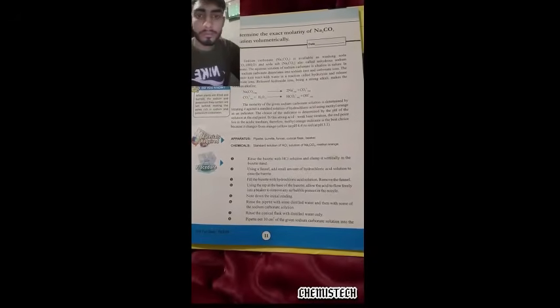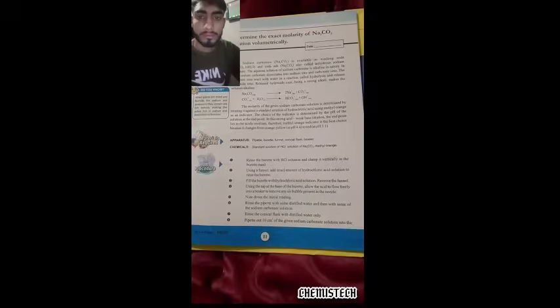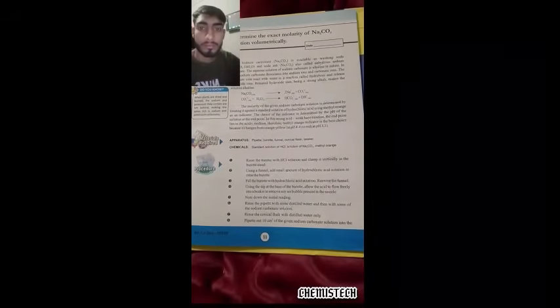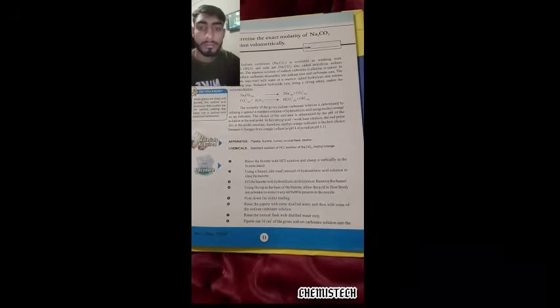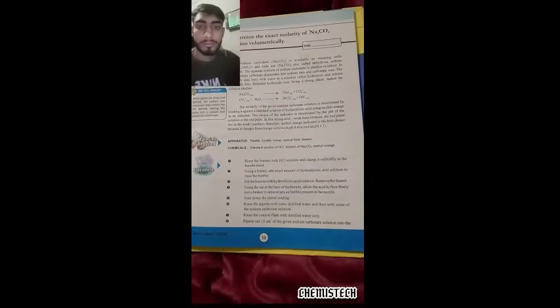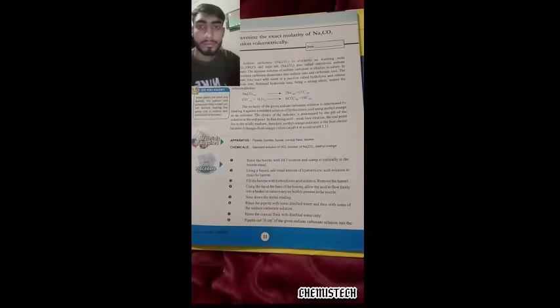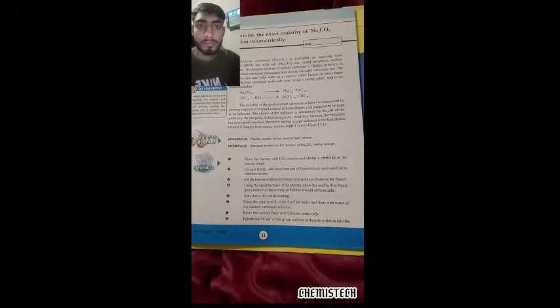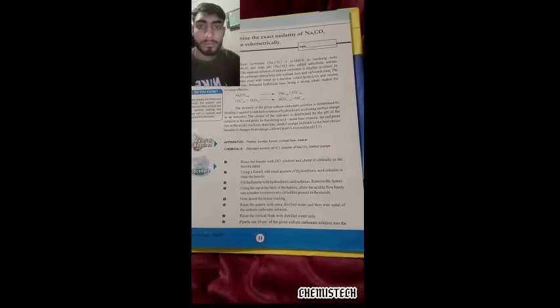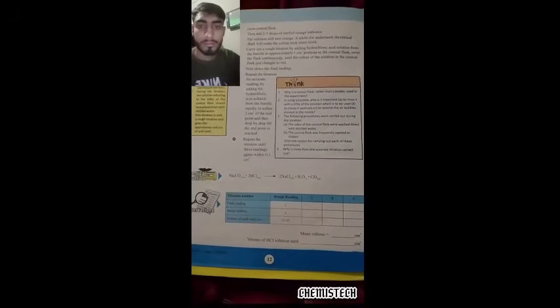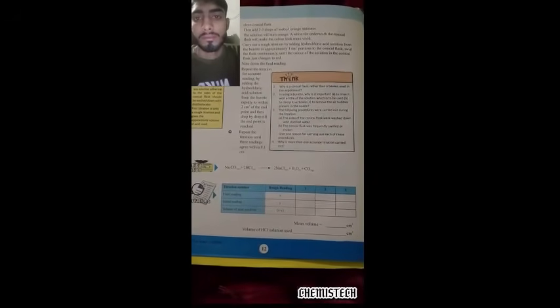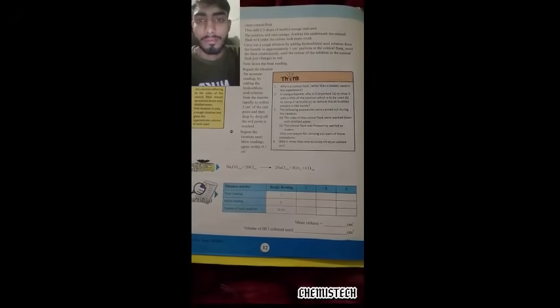Rinse the pipette with some distilled water and then with some of the sodium carbonate solution. Rinse the conical flask with distilled water only. Pipette out 10 cm³ of the given sodium carbonate solution into the clean conical flask. Add 2 or 3 drops of methyl orange indicator. The solution will turn orange. A white tile under the conical flask will make the color look more vivid.